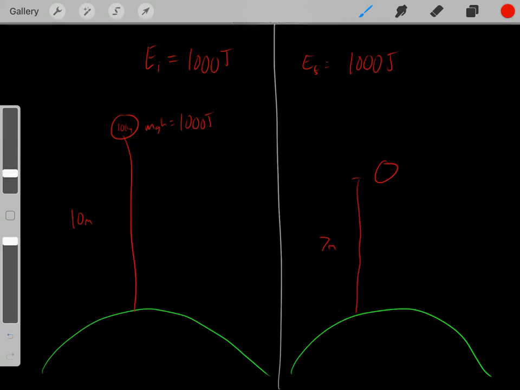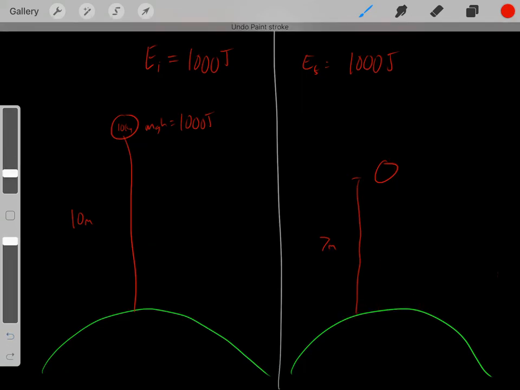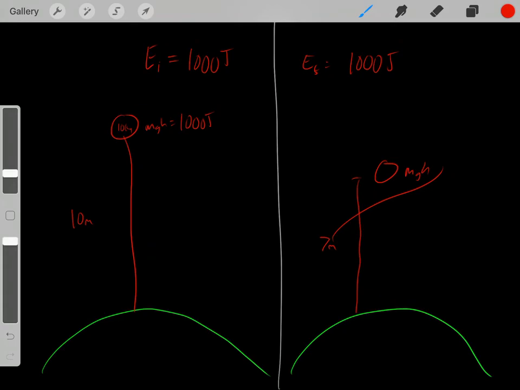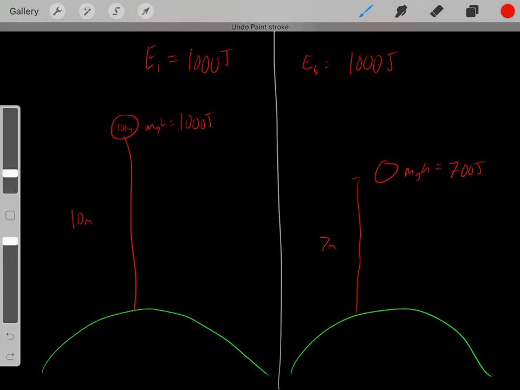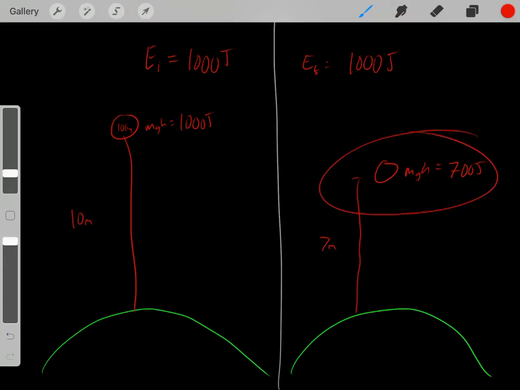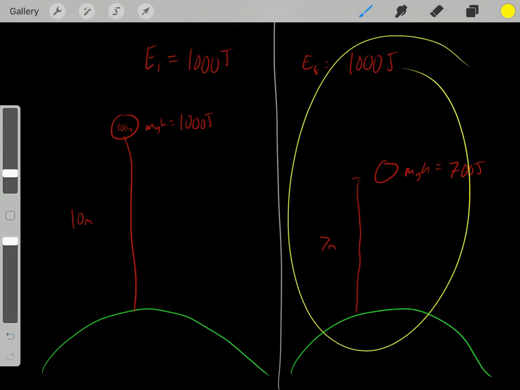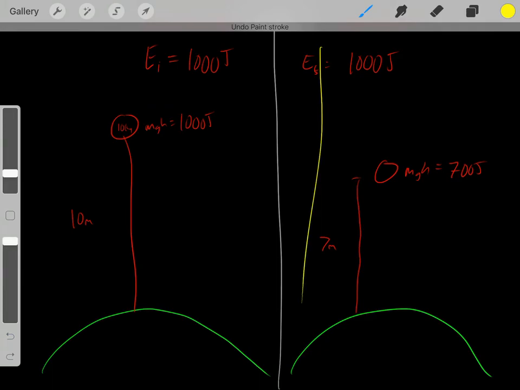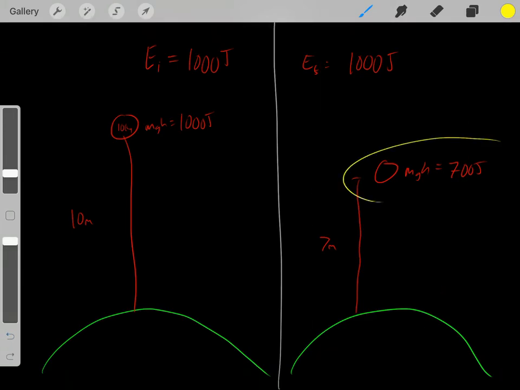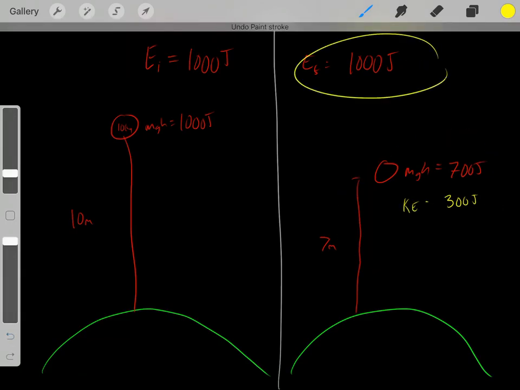Now if we solve for the gravitational potential energy relative to this point, it's just mgh, but now h is 7. If we solve this, we get 700 joules of gravitational potential energy. But we already determined that the total amount of energy must be 1,000 joules. So if we have 700 joules in gravitational potential energy, we must have 300 joules of kinetic energy, because that's the only way for our total amount of energy to equal 1,000 joules.